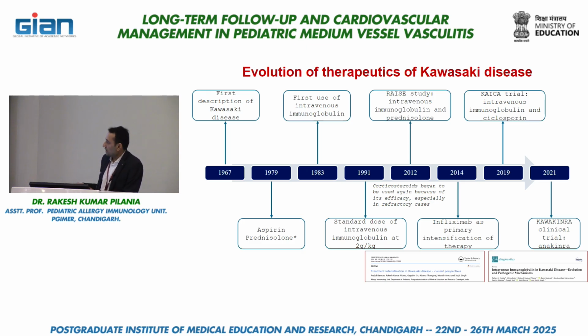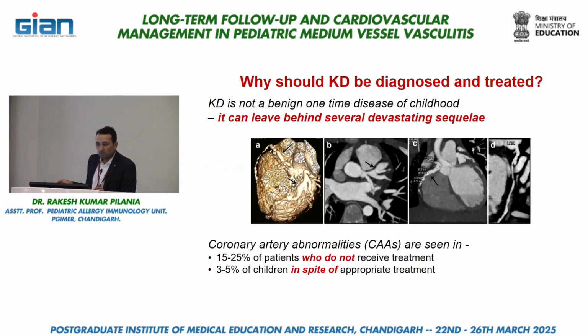In 1967 we didn't have any treatment; it started with some erythromycin and aspirin. Now we have reached the standard of care of IVIG, with treatment intensification with several other things for IVIG-resistant KD. By this time you know why KD should be diagnosed and treated, because KD is not a benign disease of childhood. It can leave behind several sequelae, and if you don't treat, almost a quarter of patients can develop coronary artery abnormalities, which are the long-term effects of this disease.